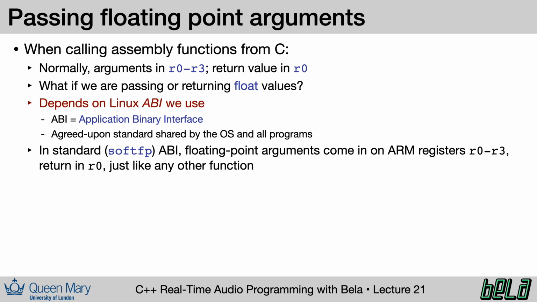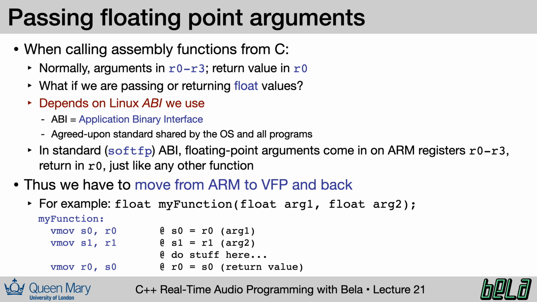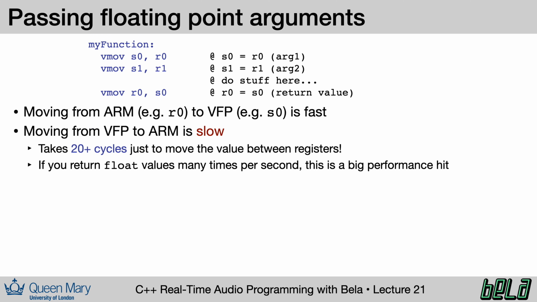For many years, the standard ABI on ARM Linux was something called SoftFP. SoftFP stands for Soft Floating Point, and what it means is that floating point data, when passed to a function, is still going to come in on the standard ARM registers R0 through R3, and the return value will come back in R0, just like it was an int. As programmers, that generates extra work for us because it means that when we want to do floating point calculations, we need to move the data out of the R registers into the S registers in the VFP, and when we're done with our calculations, we have to move the data back into the R registers. So in this simple example, it's actually bought us 3 extra instructions of type vmove.